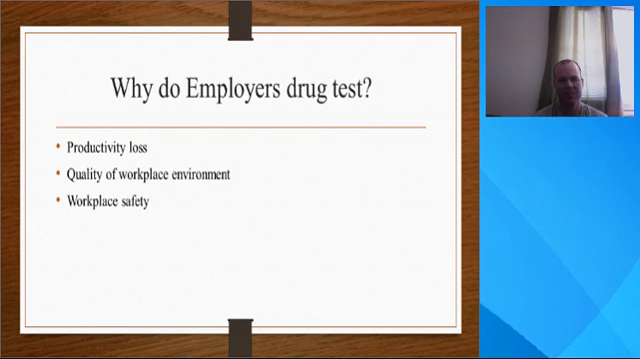So employers drug test because of productivity loss. They're losing money if you're not doing your job right or getting injured at work. They also want a quality workplace environment. They want others to feel safe coming to work and working with the people that they're surrounded with. That goes along with workplace safety.